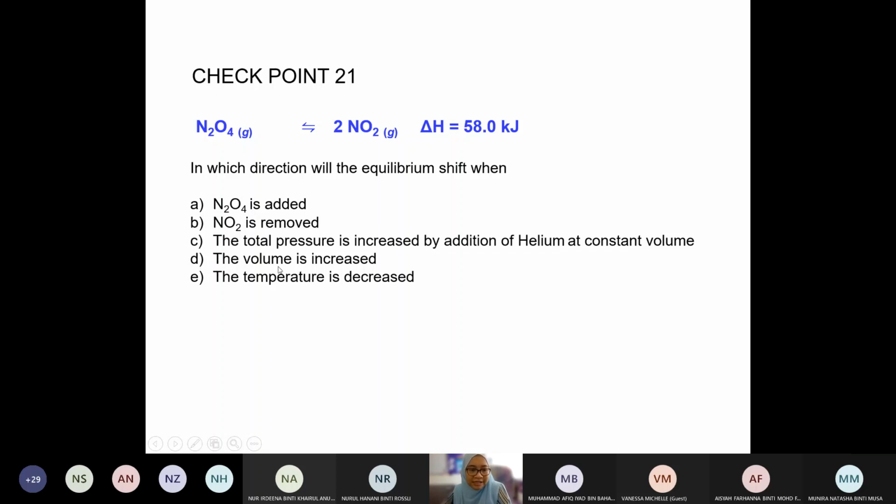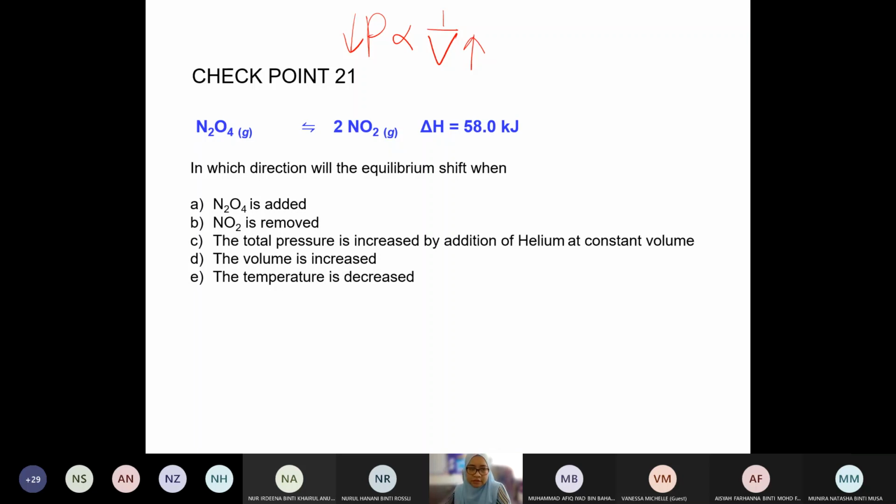Okay, D, the volume is increased. Like I said just now, you have to relate volume and pressure. Volume increase, that means the pressure will decrease. So this is the relationship that we have so far. P is inversely proportional to V. So when volume is increased, that means P is decreased. The pressure is decreased now. So the system is at stress. The system needs to overcome this stress by increasing the pressure.